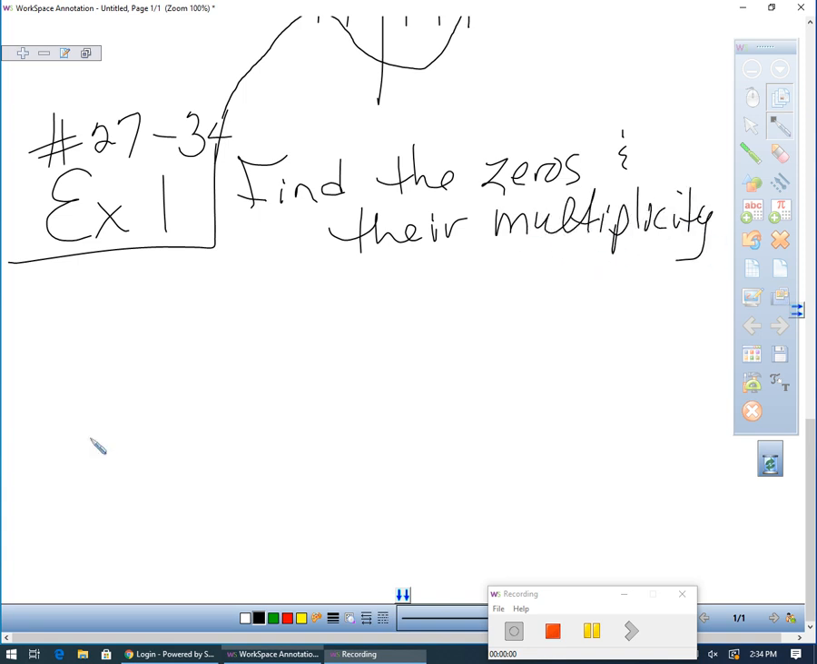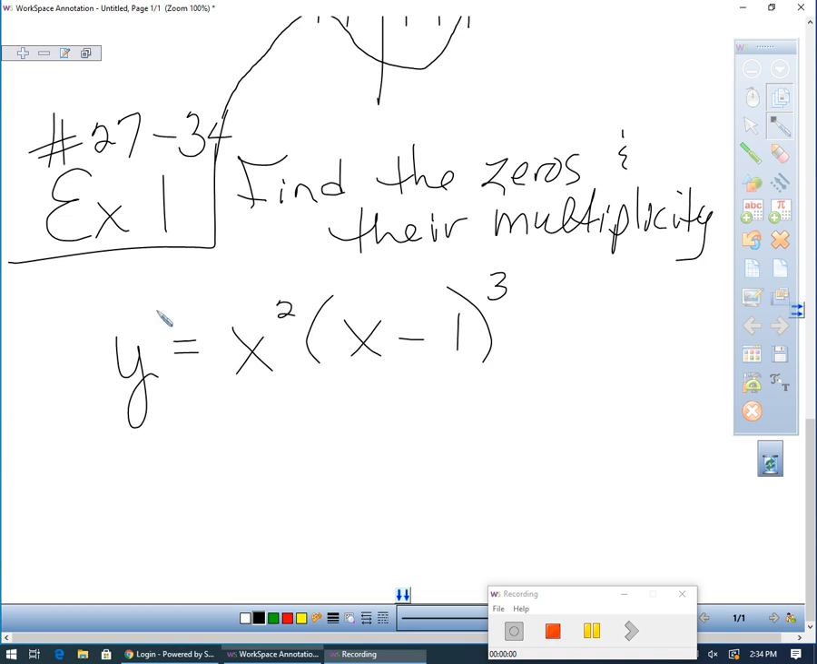And all but 2 are in this form. Y equals x squared times x minus 1 to the third. Well, let's just stop there. Okay? So all but 2 are in factored form for you already. So you have even less work to do today.